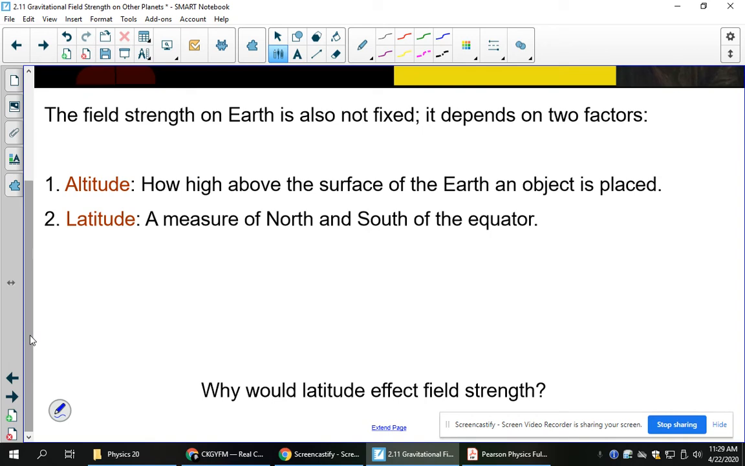Latitude is a measure of north and south of the equator. So the equator is kind of that horizontal line that runs through the middle of the globe. And latitude is how far away from that line you are. So up here in Canada, we're quite a ways away from the equator. Some place like Ecuador, they're very close to the equator. This actually has an effect on your G value or your gravitational field strength. And the reason being is on the next slide.